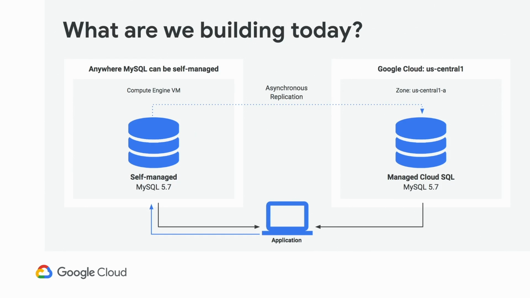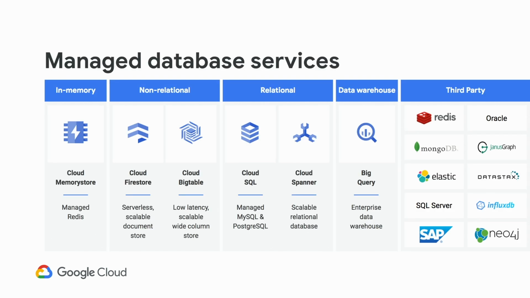So what are we going to be building today? We are going to be migrating from a self-managed database that could be anywhere that you manage. In this case, we are going to have a Compute Engine VM running MySQL 5.7, and you're going to migrate to another Cloud SQL instance, and this is going to be managed. At the same time, the application is going to be talking first to the Compute Engine VM running the self-managed database, and then you're going to have a failover to the new database on the Google Cloud SQL instance.